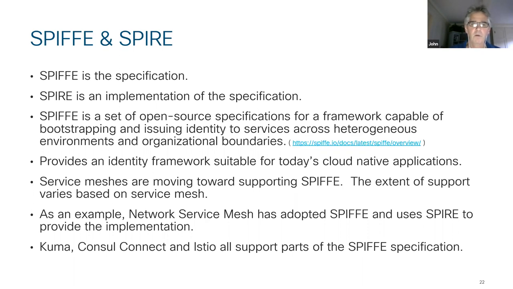So service meshes are moving very quickly towards Spiffe. You see a lot of issues and PRs moving that way. But they're not all supporting it in exactly the same way, nor are they all necessarily supporting all the aspects of Spiffe. So there are different levels of support, or different portions of the Spiffe spec, that different meshes will support. Network service mesh, which I'll show in a lot of detail in a little bit, is using Spiffe and Spire. The other service meshes that support parts of the specification include Kuma, Consul Connect, Istio. There may be more. I wasn't trying to fully research the level of support across the universe of service meshes.